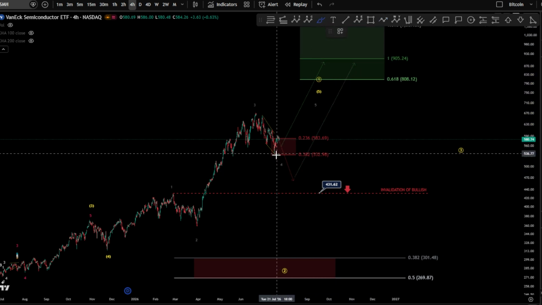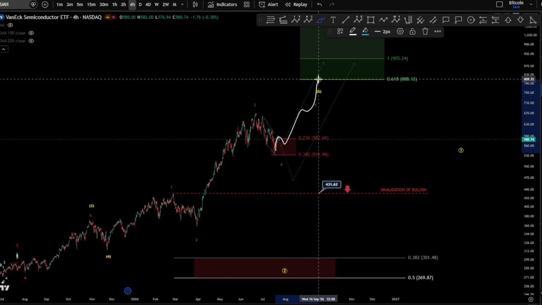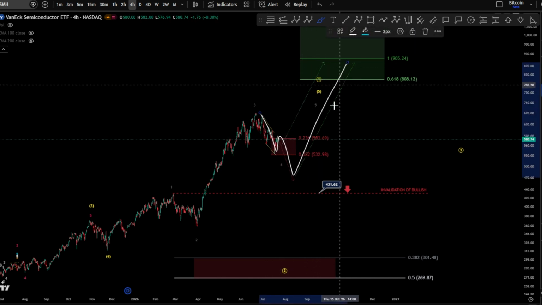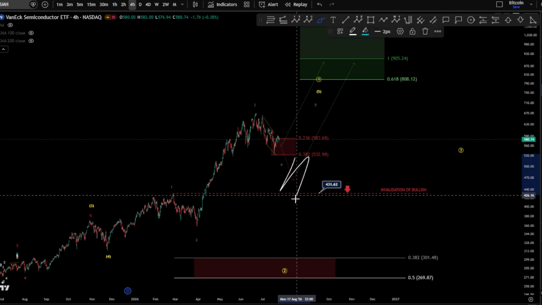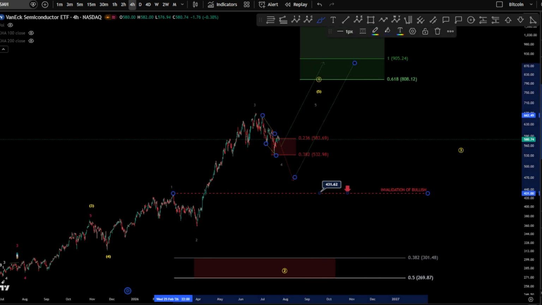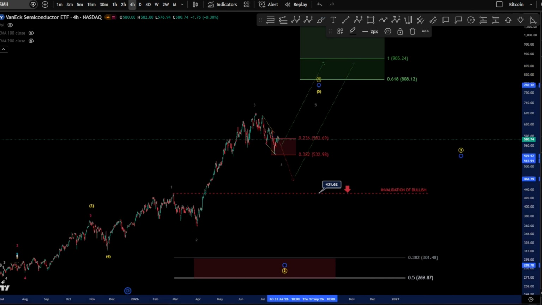So whether you push directly higher, 1, 2, 3, 4, and a 5, or a little bit lower here, and then pushing for higher one more time, since the cap is still very open. Yep, so this is regarding SMH, guys.